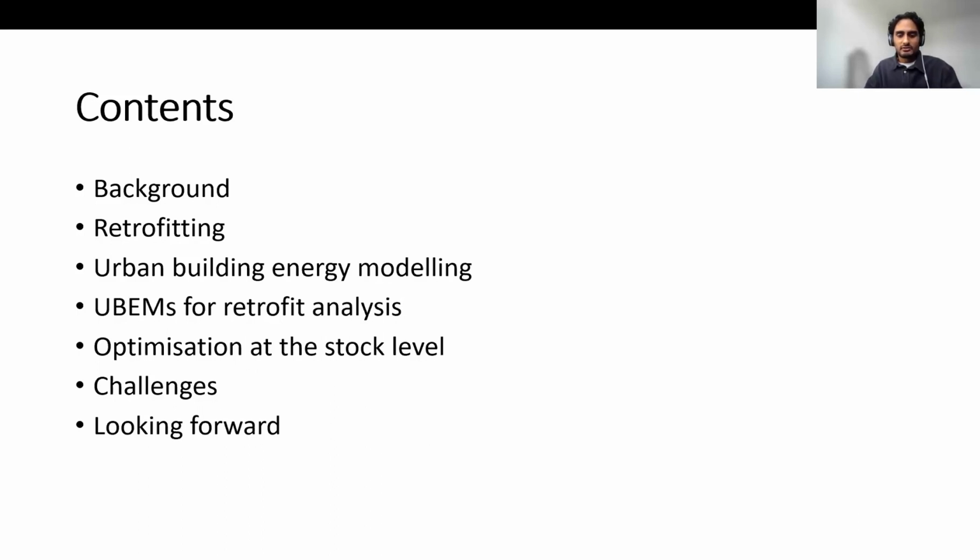I'll talk about why it's useful to apply optimization to models such as this and the justification for that, and then talk a little bit about the topic of my PhD research, which is how we can apply optimization at this building stock level and some of the challenges associated with doing that. And then I'll take a little bit of a broader view at the end and talk about the challenges with regards to applying UBEMs for retrofit analysis and a look to the future.